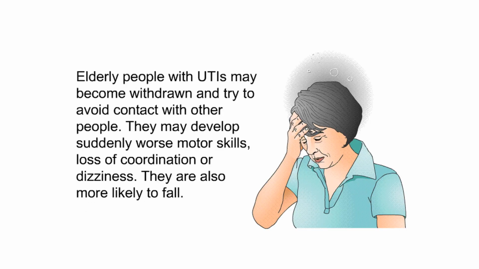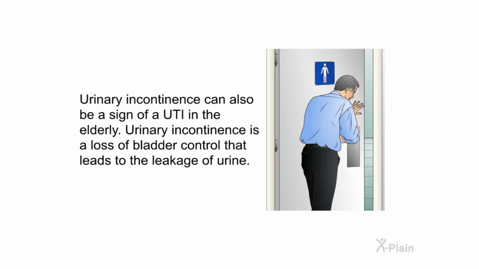Elderly people with UTIs may become withdrawn and try to avoid contact with other people. They may develop suddenly worse motor skills, loss of coordination, or dizziness. They are also more likely to fall. Urinary incontinence can also be a sign of a UTI in the elderly. Urinary incontinence is a loss of bladder control that leads to the leakage of urine.